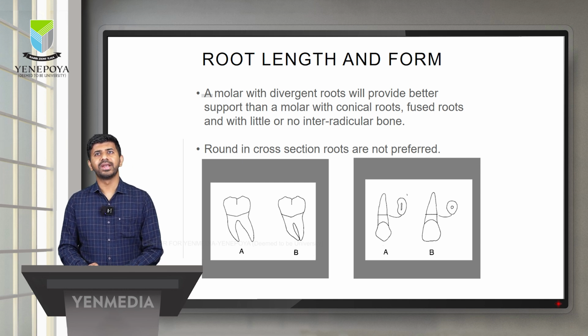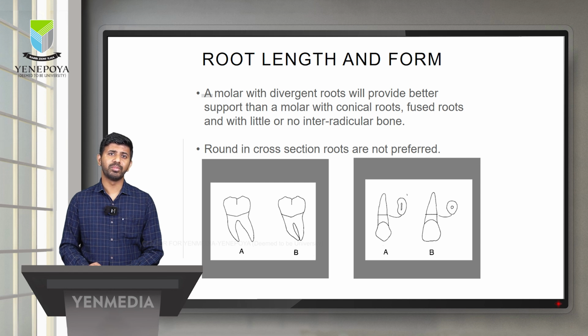Second thing is the root length and form. Always remember, whenever you do all these, they are assessed with the help of a radiograph. Always remember, a divergent root is always better than a convergent root, number one. Second thing is, multi-rooted teeth are better than single-rooted teeth. So molars offer a very good amount of support than that of the central incisors or the lateral incisors.